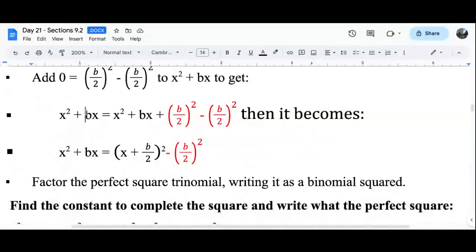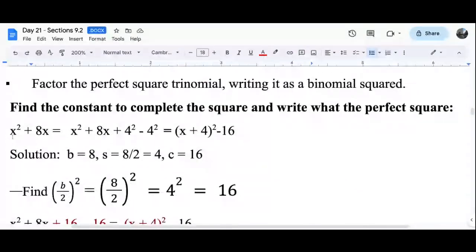So basically, we take the number before x, we divide by 2, then we add the number squared, and subtract the number squared. So this is the process. Then x squared plus bx becomes (x plus b divided by 2) squared minus (b divided by 2) squared, because we add b divided by 2 squared here, so we have to subtract it.